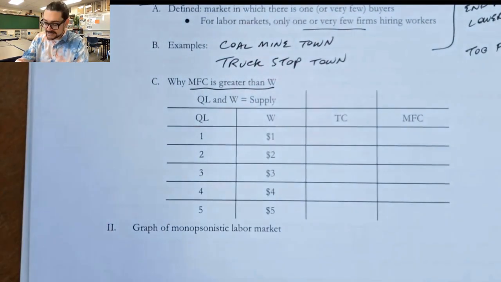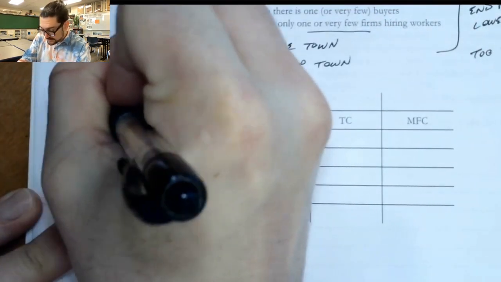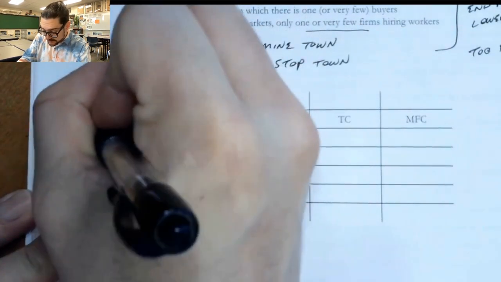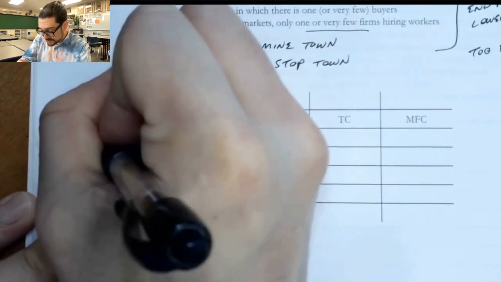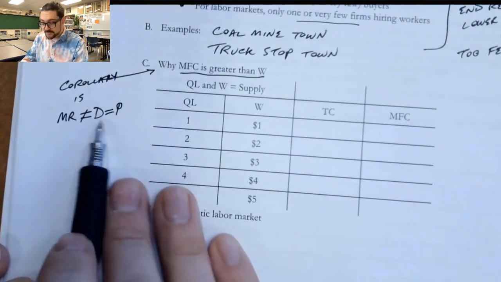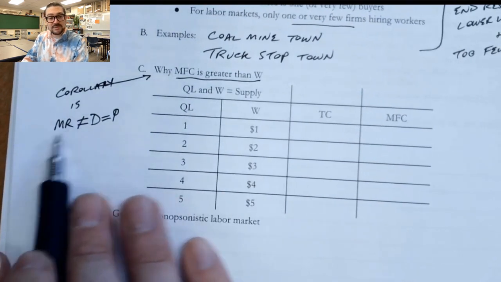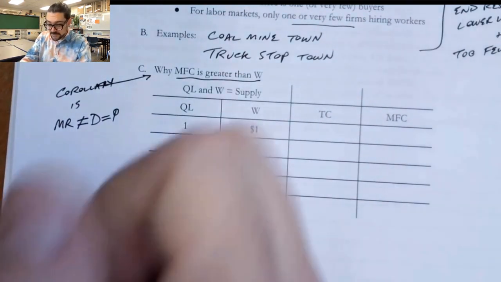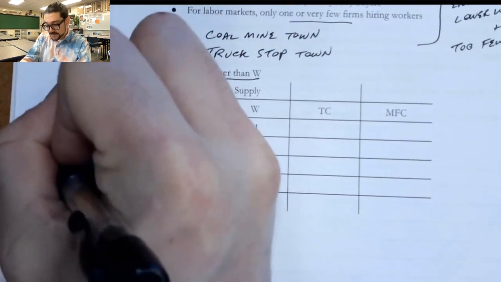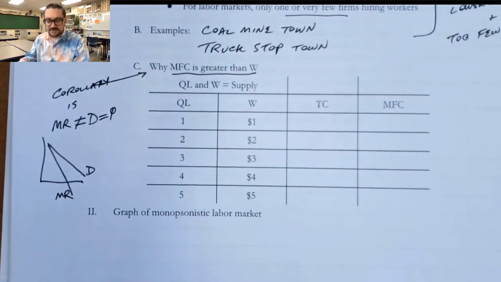And it's the exact same kind of corollary, right? Corollary is the idea that marginal revenue is not equal to demand and the price anymore. And so when you have, for example, the marginal factor cost different from the wage, then you're going to have the same problem that we had when we had marginal revenue coming down separately from a demand curve. And so it is useful to use that in your mind as a way of explaining what's happening here.